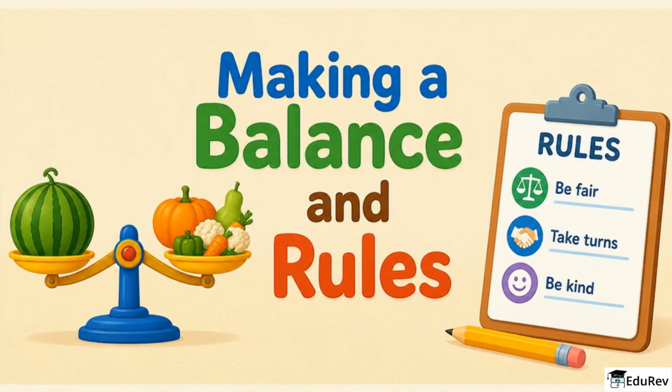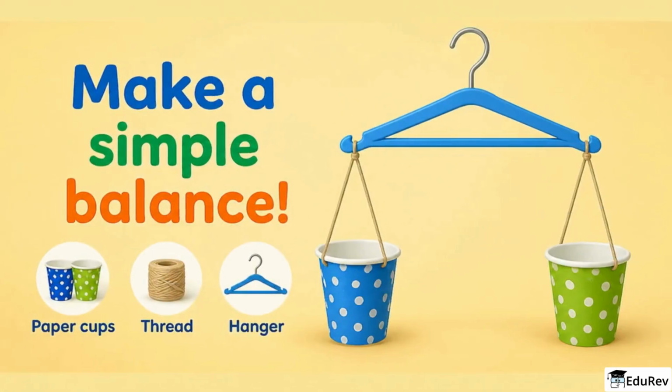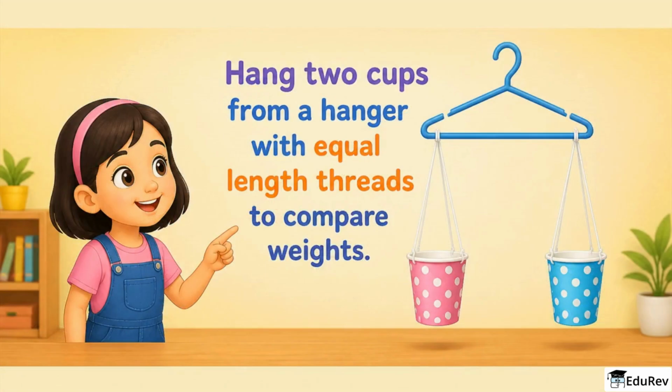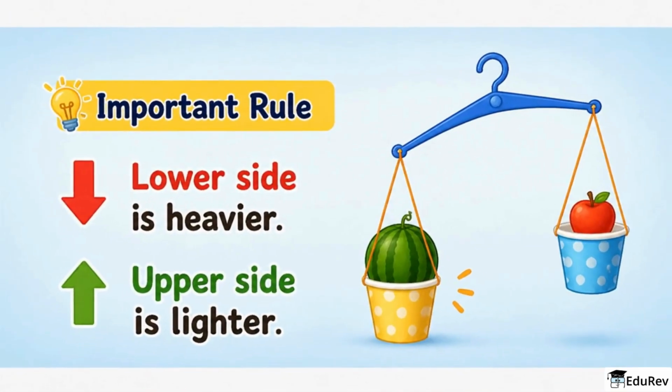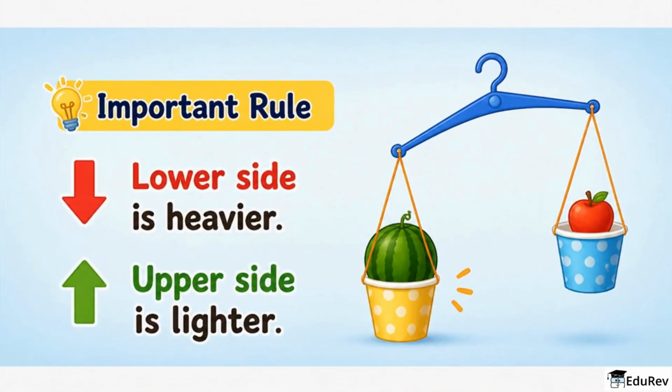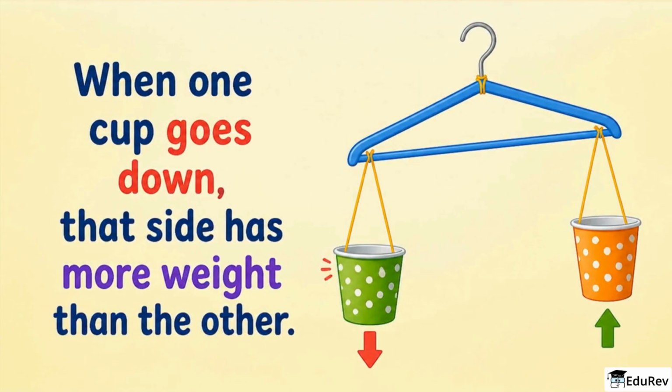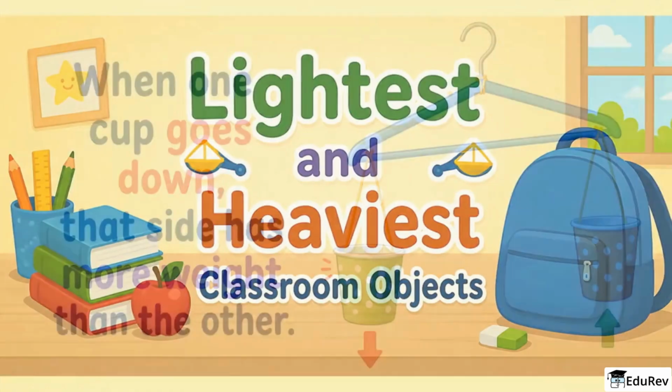Making a balance and rules. We can make a simple balance using paper cups, thread and a hanger. Hang 2 cups from a hanger with equal length threads to compare weights. Important rule: the lower side is heavier, the upper side is lighter. When one cup goes down, that side has more weight than the other.